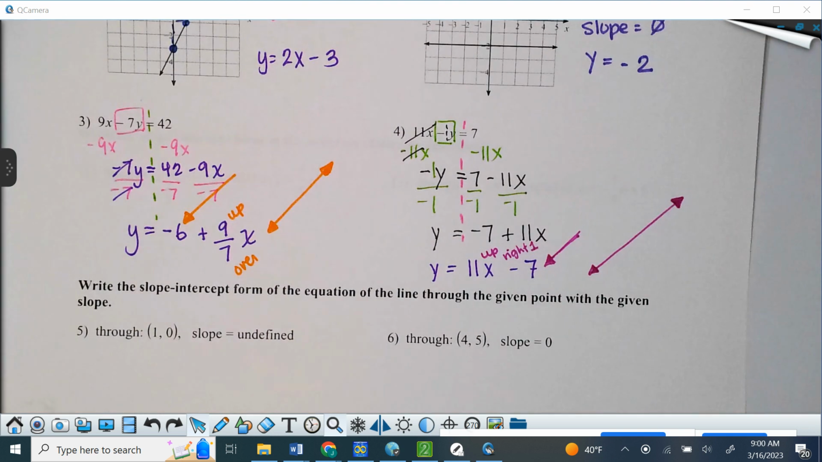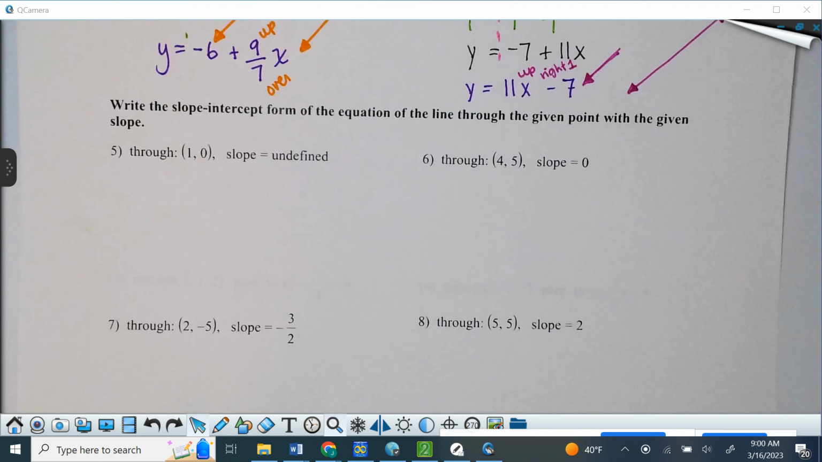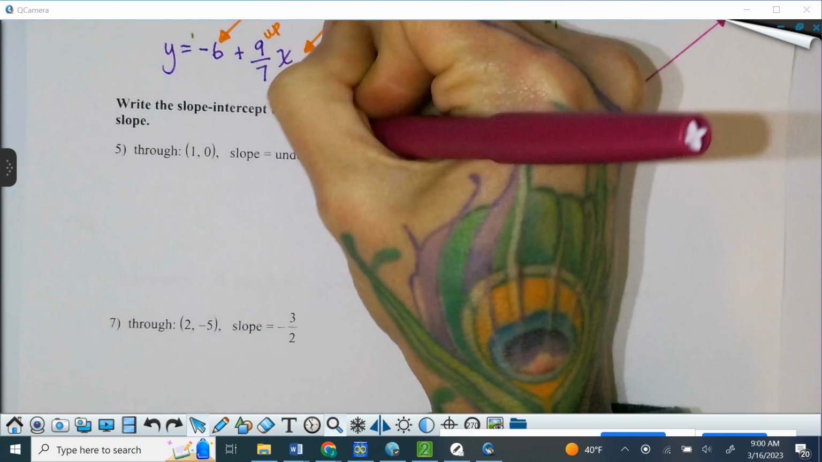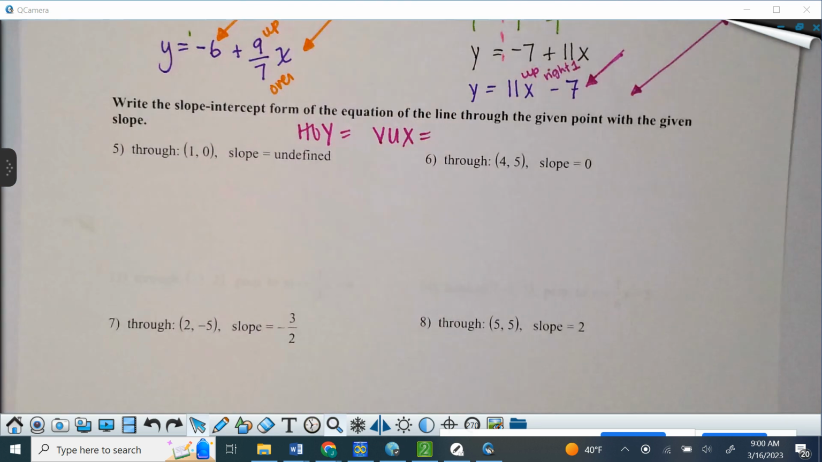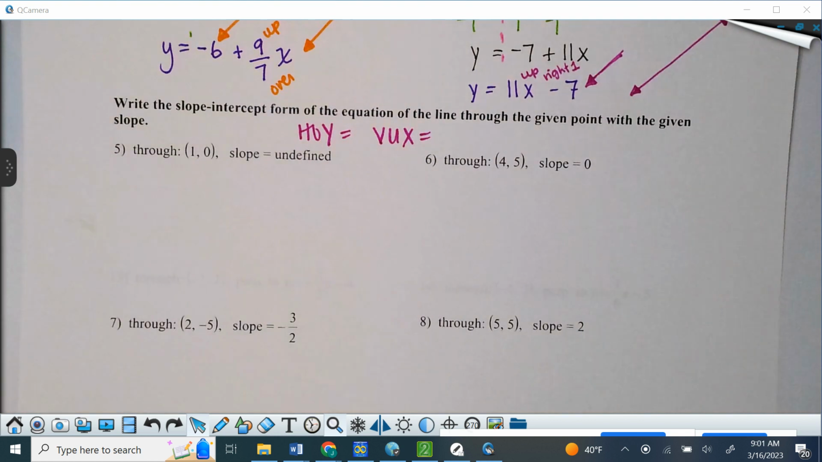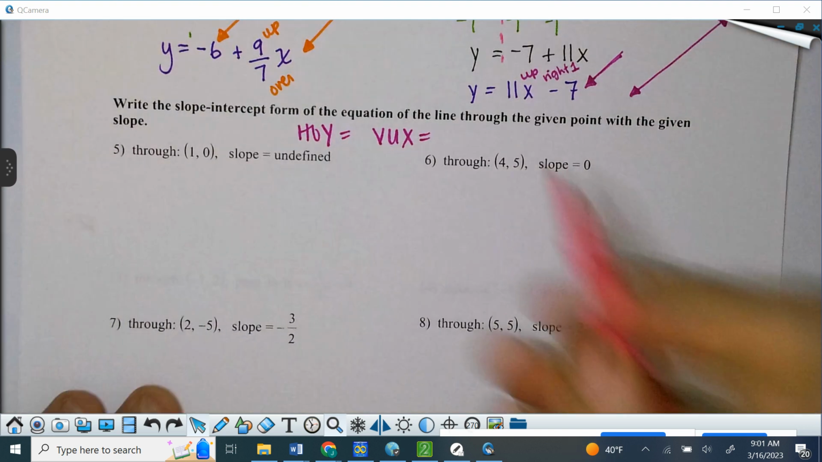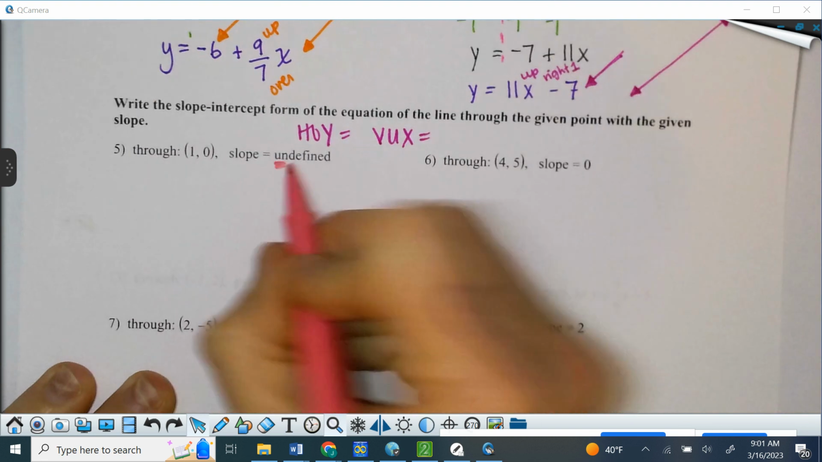All right, so number 5 and number 6. Hoy bucks is what we want to think of these guys. So thinking of Hoy bucks, so horizontal, 0 slope, y equals; vertical, undefined slope, x equals. If I have an undefined slope in number 5, I know it's going to be an x equals or a y equals. Yeah, exactly. So it is going to be an x equals because that's undefined. So we know it's going to be an x equals.